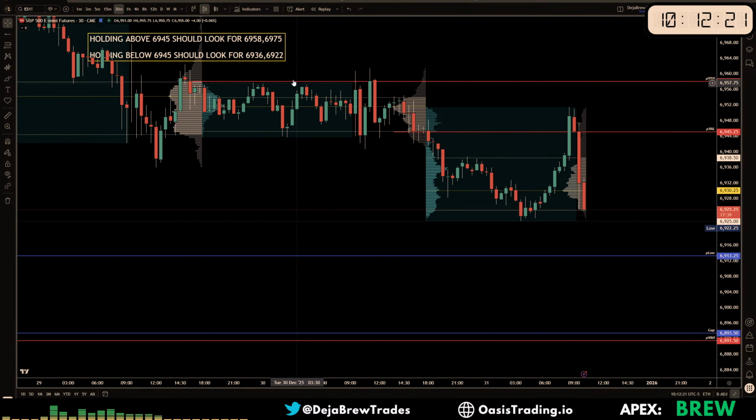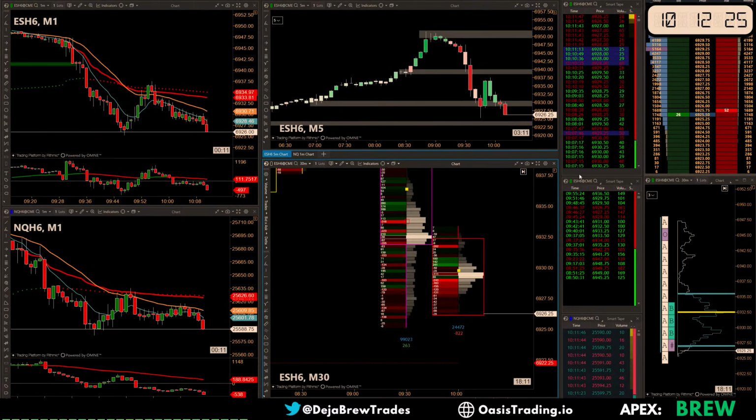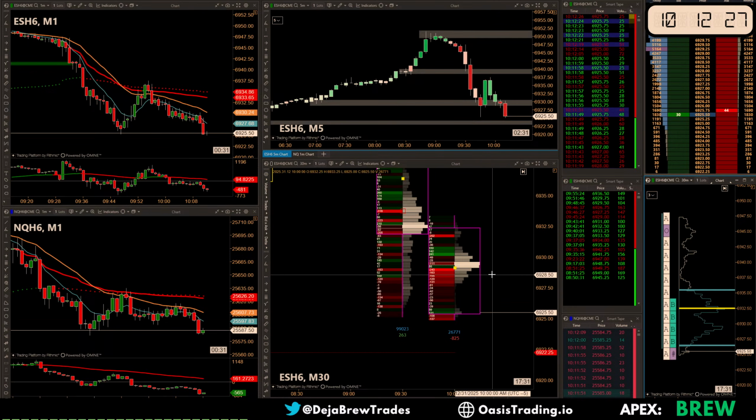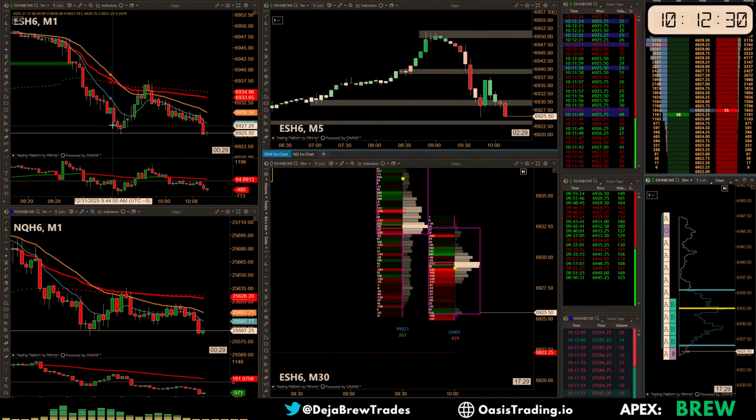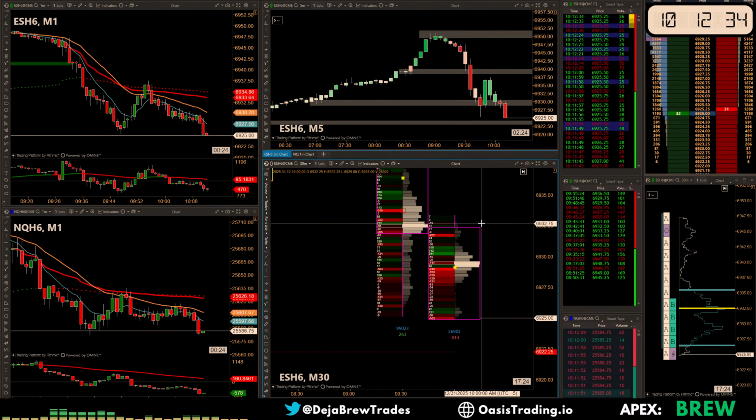Getting pretty close to that overnight low here. Found a lot of buy pressure there on the pre-market. So now you're absolutely taking out the prior low. So that bear flag in the VWAP is 100% finished.